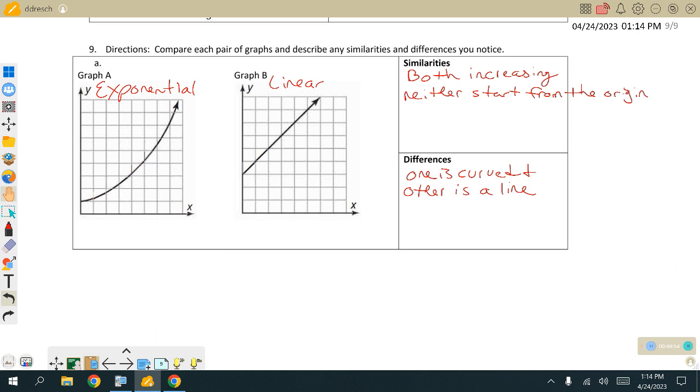Very nice. Anything else people got for sames or differences? They're both on the graph. Well, that's definitely true. Could you say they both have arrows, because some of them have points? They both are continuing on to infinity. That's definitely true, because we've seen the piecewise, they don't continue on. Both continue indefinitely. That is definitely true. Okay.